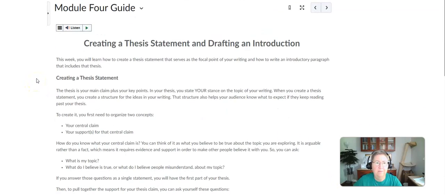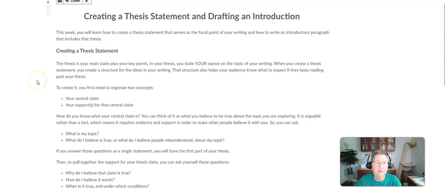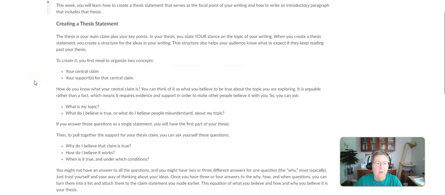Next, then, we have the Module 4 guide. And the guide's purpose is to give you an overview and prepare you for the more in-depth reading that you'll do in the resources page. And as I noted previously, the focus of the assignments this week is a thesis statement and drafting an introduction. So we start off with information about thesis statements. Specifically, in a moment, we'll look at what evaluation thesis statements do, but this is a good review of what thesis statements in general do.